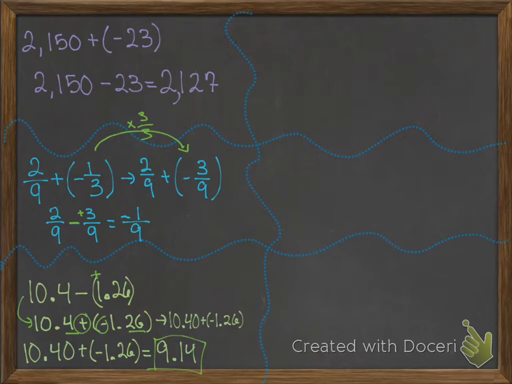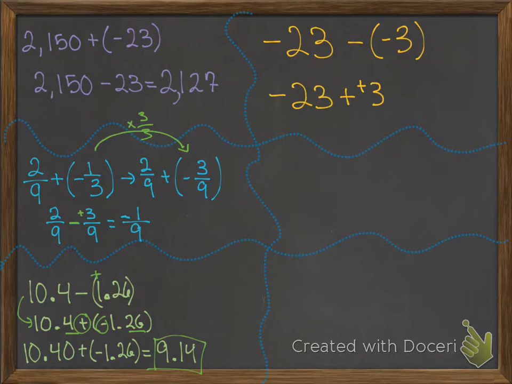All right, so now let's look at the second equation that we looked at, the negative, negative adding a positive. So negative 23 minus negative 3, I can rewrite as negative 23 plus positive 3. So it's like these two negatives cancel each other out. All right. So negative 23 plus positive 3 is negative 20.